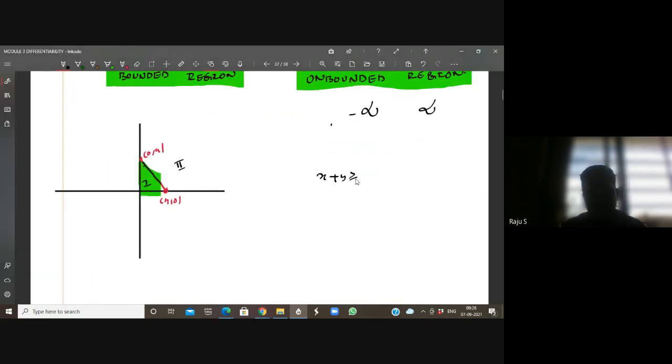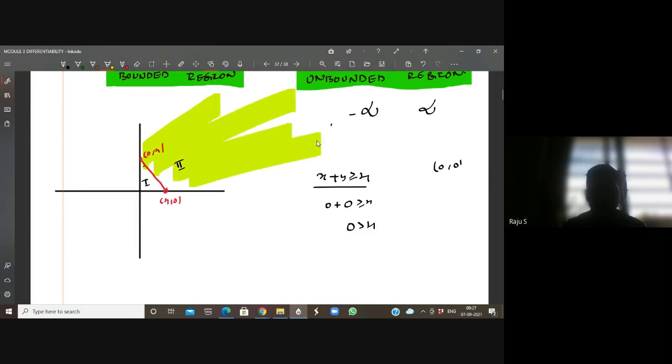x plus y is greater than or equal to 4. Does 0 comma 0 belong to this region? Substitute 0, 0. Does the origin belong to this region? 0 plus 0 greater than or equal to 4, is 0 greater than 4? Is it possible? No. So the required region does not belong to part one. The required region is part two. When I shade this region, the other side, where will it tend? What about this region?